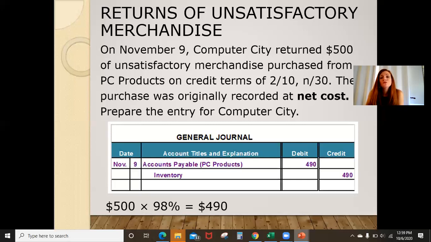So we are going to debit accounts payable for $490 to get rid of that big amount that we were thinking that we were going to owe for accounts payable. And then we are going to decrease our inventory by $490 because we no longer have all of the spreadsheet software that we had originally ordered.